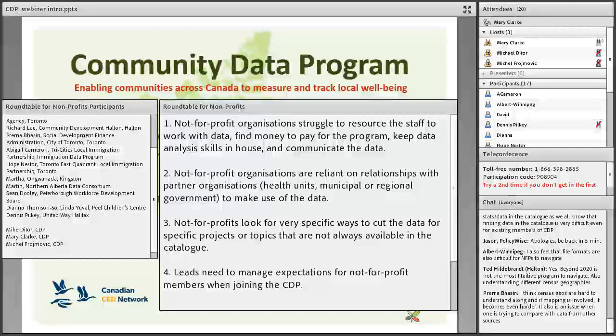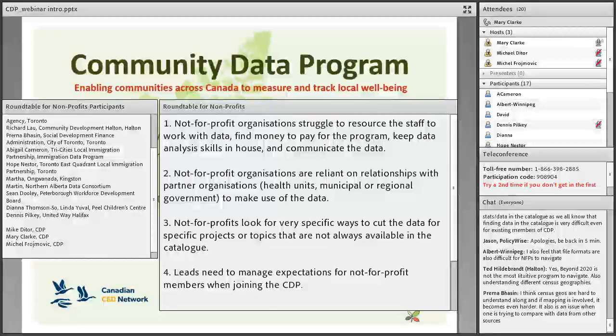I think we're going to keep going because this discussion is going right into number 4, which is nice, and I'm glad this is following well. So number 4, we're talking about how leads need to manage expectations for not-for-profit members when joining the CDP. I'll ask Ted to talk to this in a second.